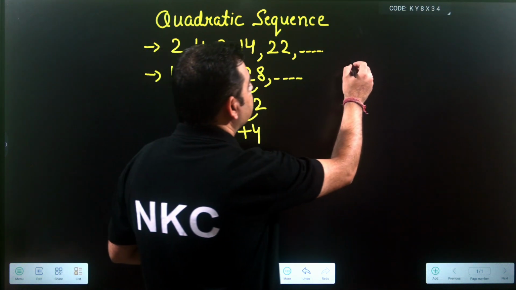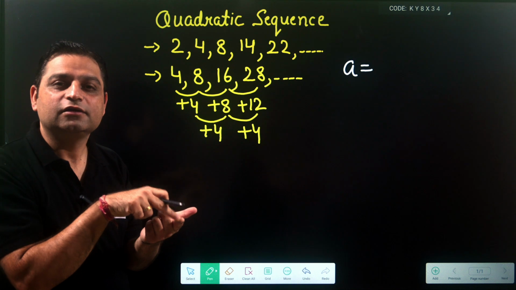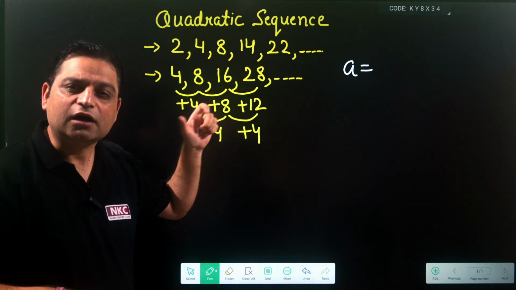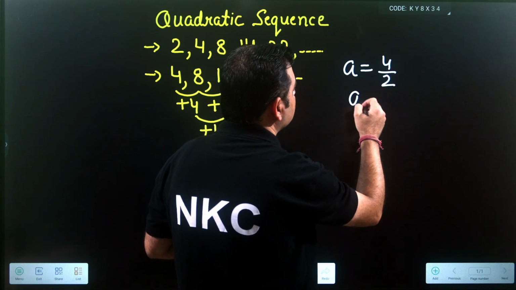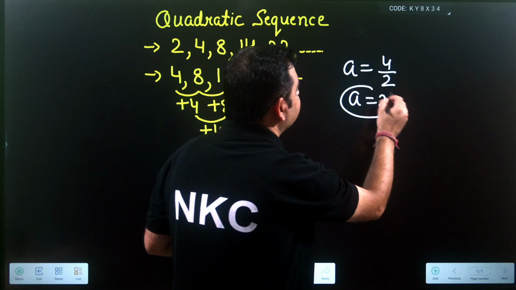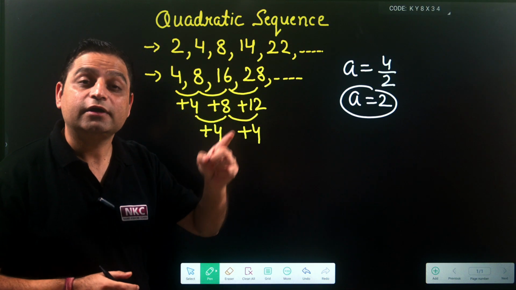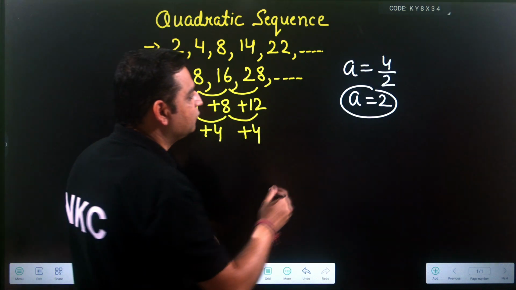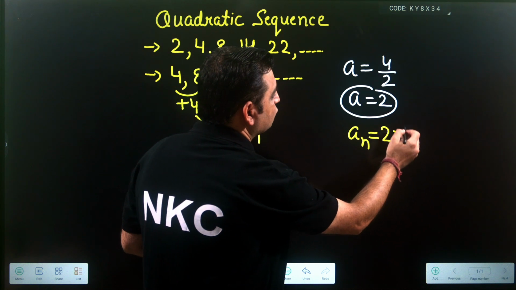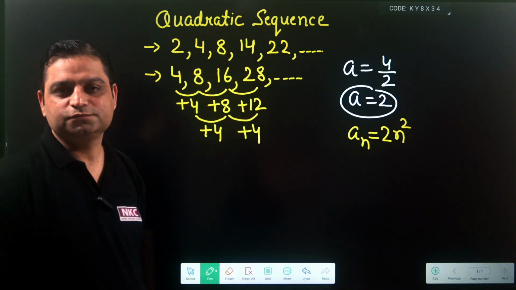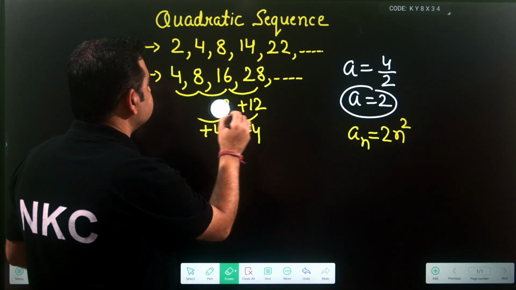That means the value of A will be half of 4. Do remember, the value of A will be half of the second difference. Half of 4 means 4 over 2. So this is for sure that the value of A is coming as 2. Coefficient of n square is 2. So if I need to write an, 2n square will be the first term, that is for sure. Right? Let us see what we need to do further.